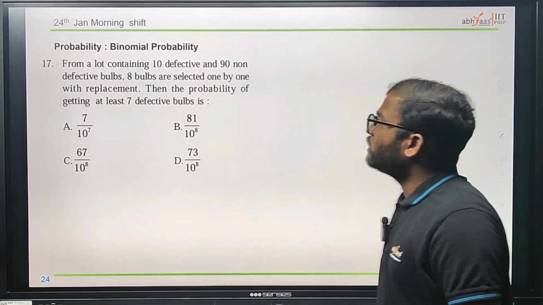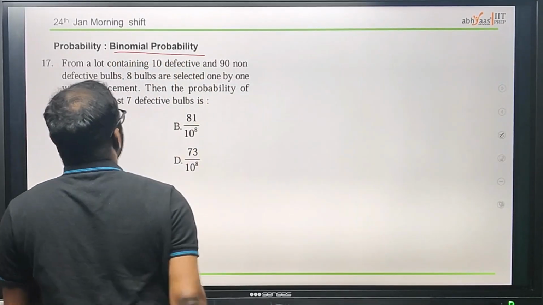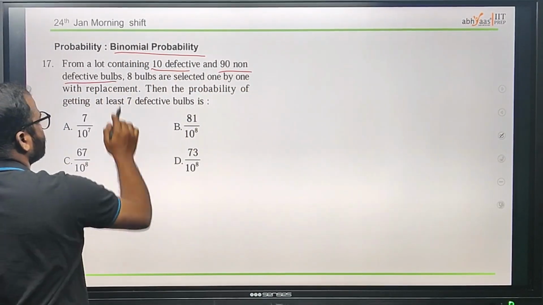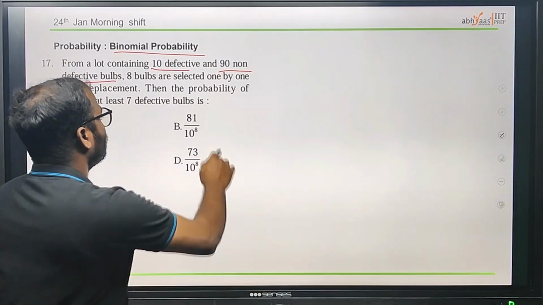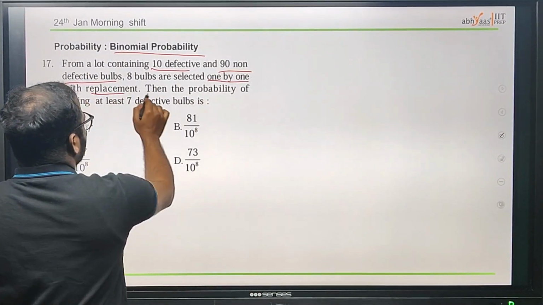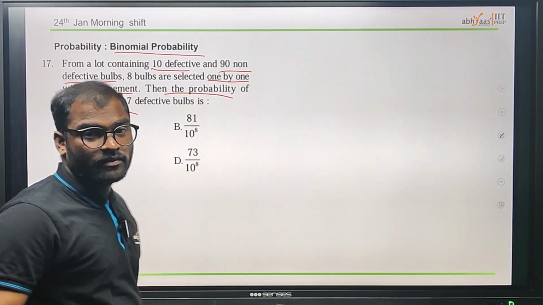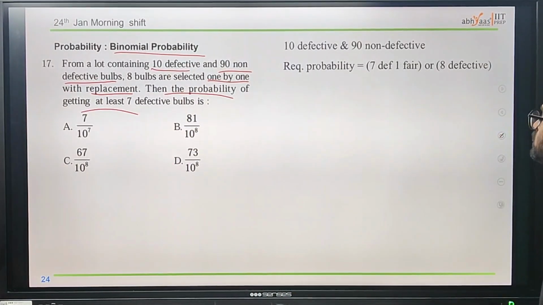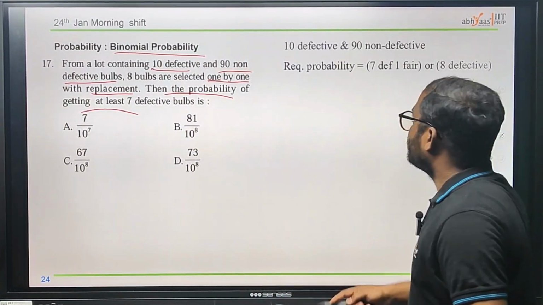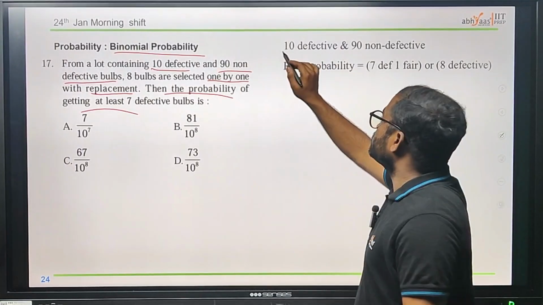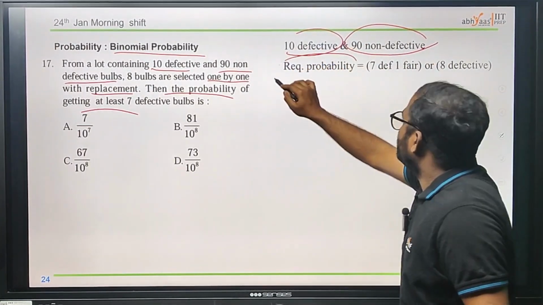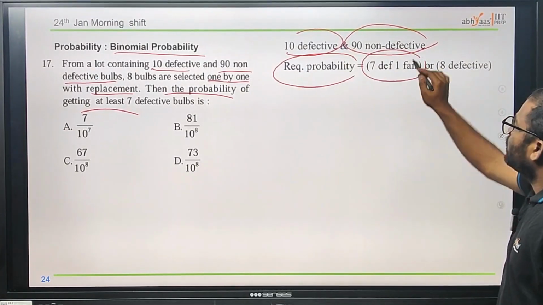Next question on the basis of binomial probability, which is a defective-items question. 10 defective and 90 non-defective bulbs. 8 bulbs are selected one by one, with replacement. Then what is the probability of getting at least 7 defective bulbs? We can easily solve this by using the complement situation. This says 10 defective and 90 non-defective.